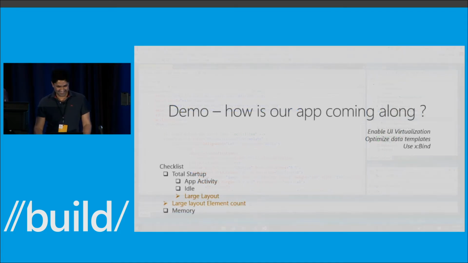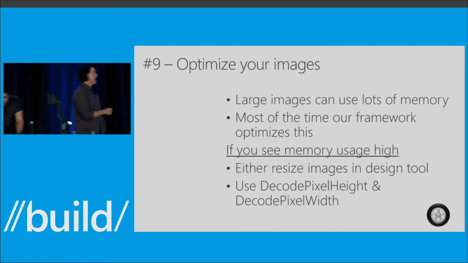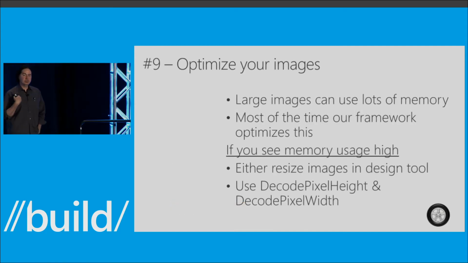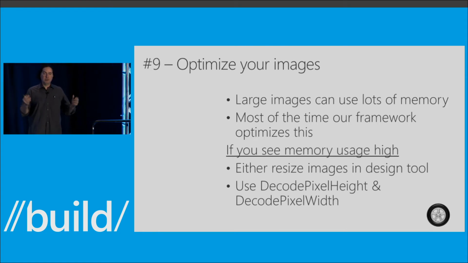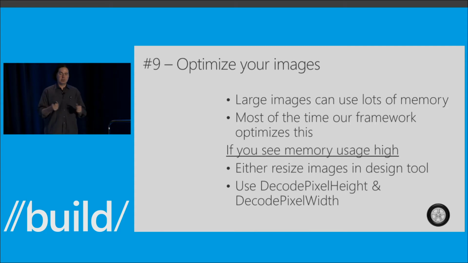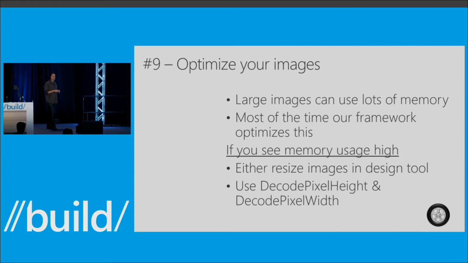Thank you. Okay, so moving along, we're on our home stretch now. Guideline number 9 is about optimizing your images. We see a lot of applications use some very high quality images at times, and these can be several megabytes, and that can use a lot of memory. Most of the time, our framework tries hard to optimize it. So we try and only decode to render size. Sometimes we get it wrong.